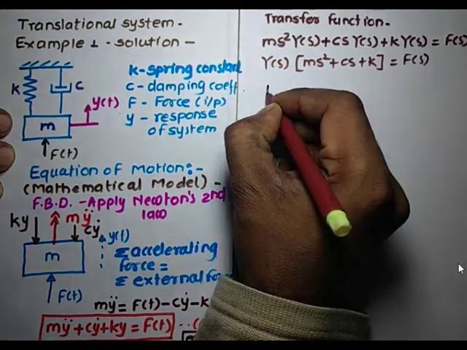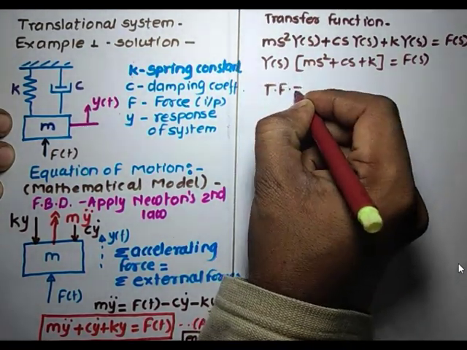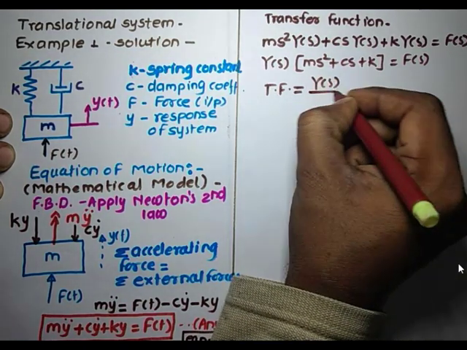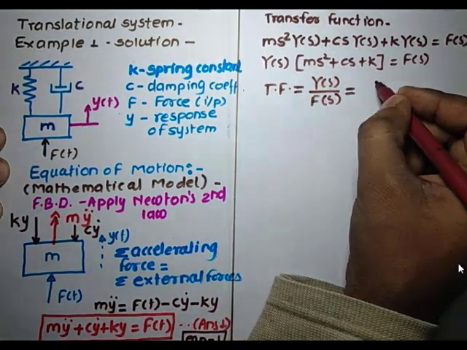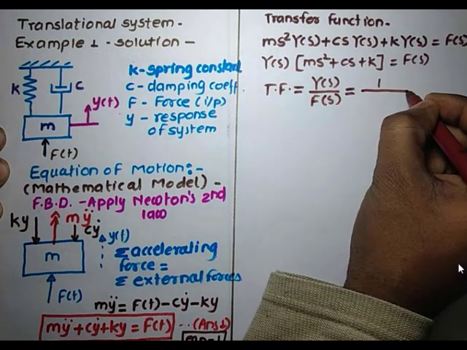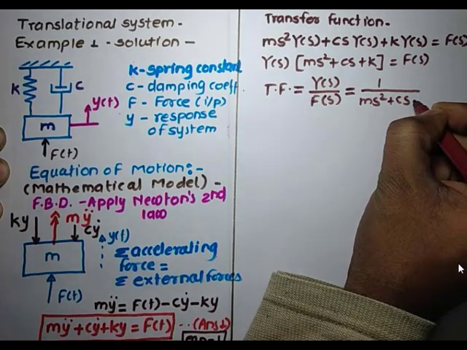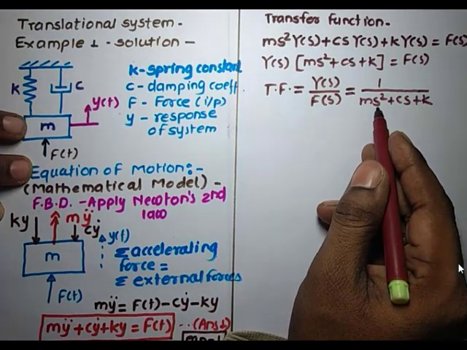Now we know that the transfer function is equal to the ratio of Laplace transform of output, that is the response, to the Laplace transform of input, and if we are rearranging, what we are having is 1 upon m s square plus c s plus k. So this is the transfer function of the given mechanical system.